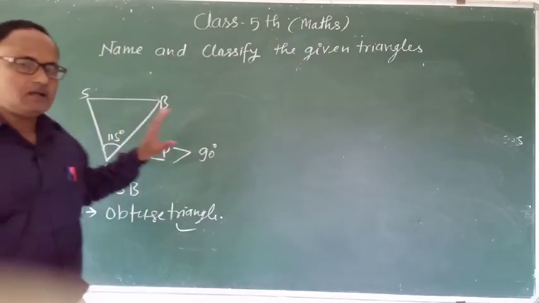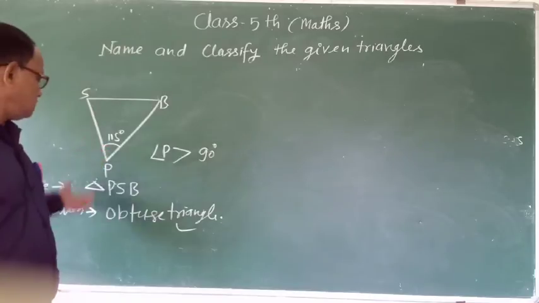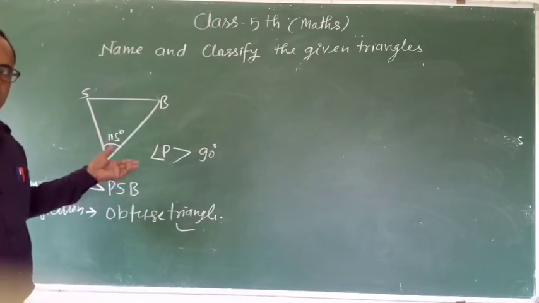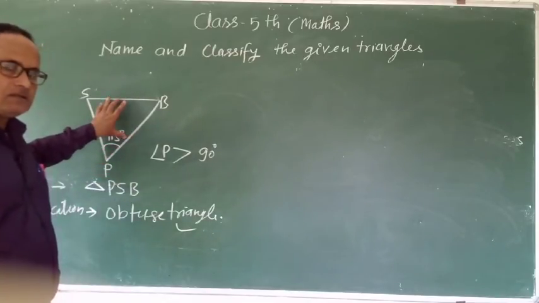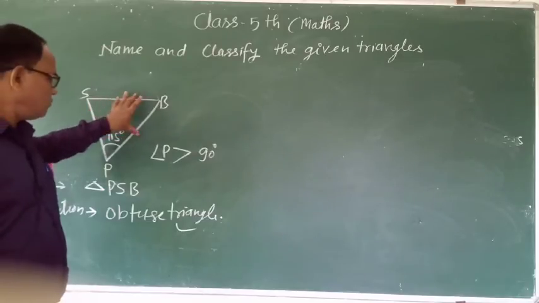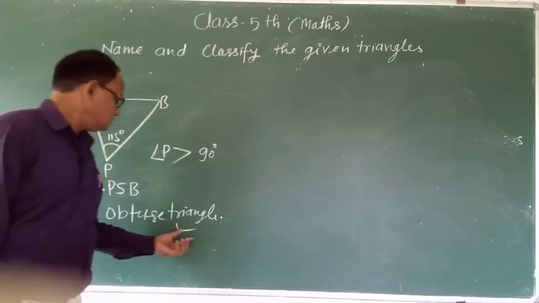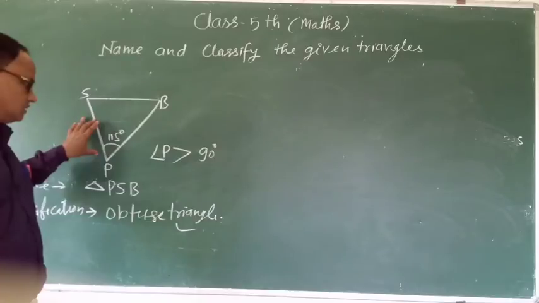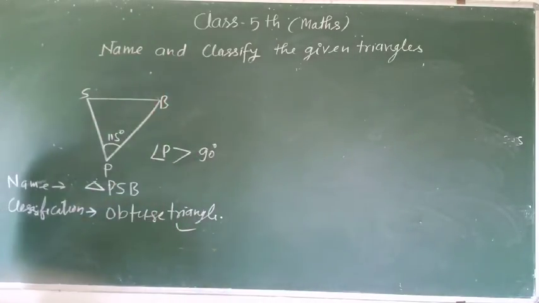So these types of questions you can solve: you can write the name on the basis of sides, and you can write the classification on the basis of angles. According to both rules, we can write the name of the triangles. So, okay students, these types of triangles you can solve.